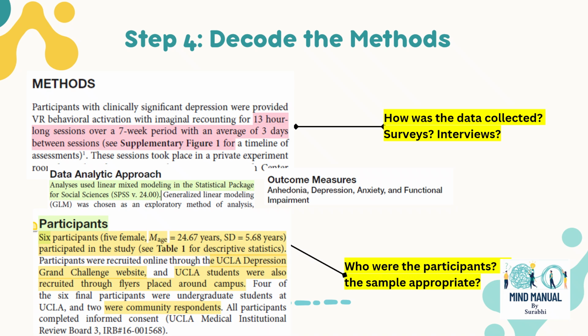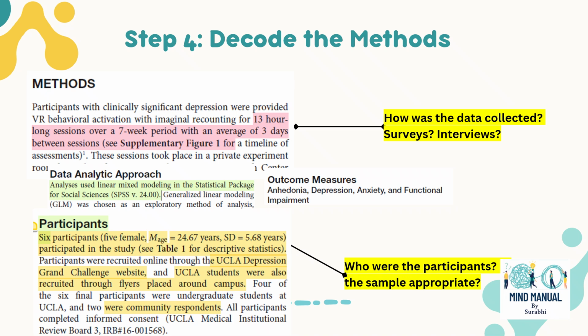Now, step 4 is decoding the methods. The method section is where the author tells you how the study was done, what methods were used, what kind of samples were used, what kind of people or sample size was recruited, how they recruited it, where they recruited it from. Think of it like a recipe step by step, including where they got their ingredients from.